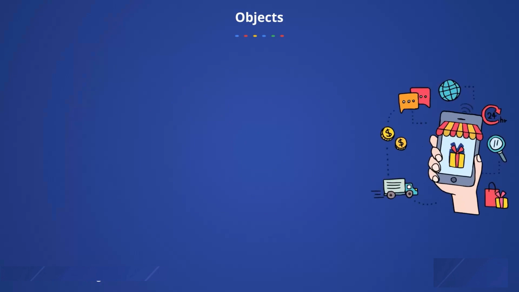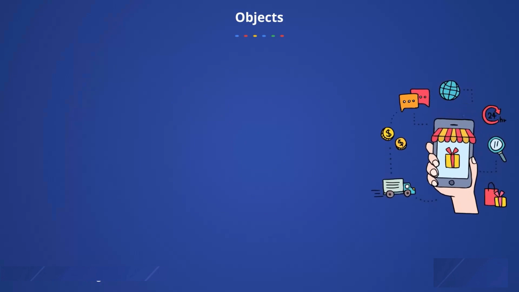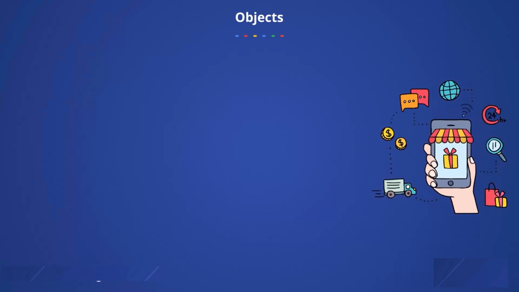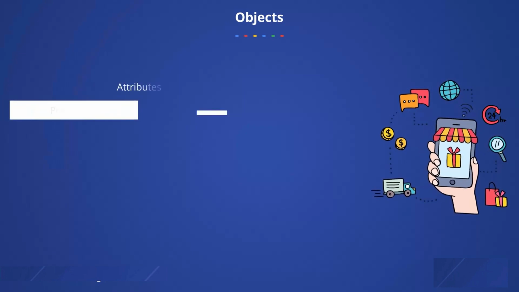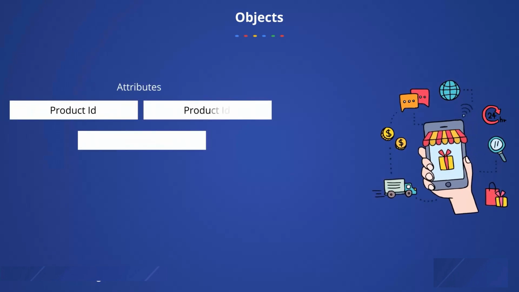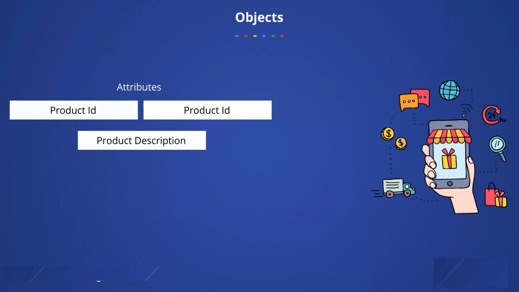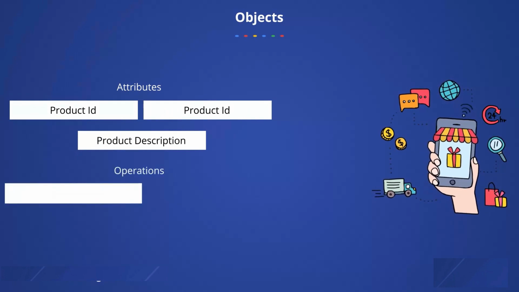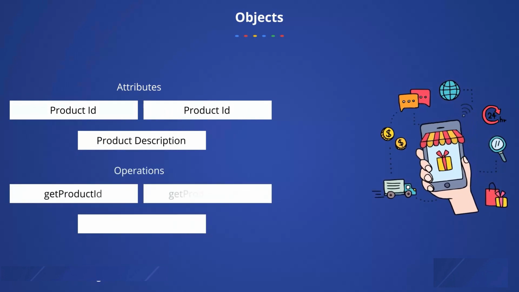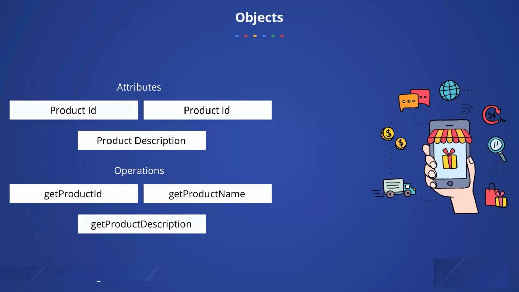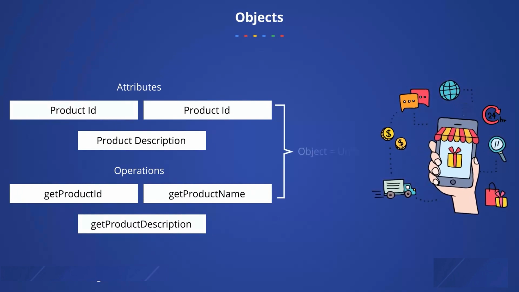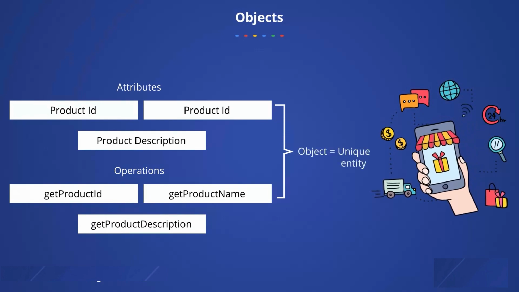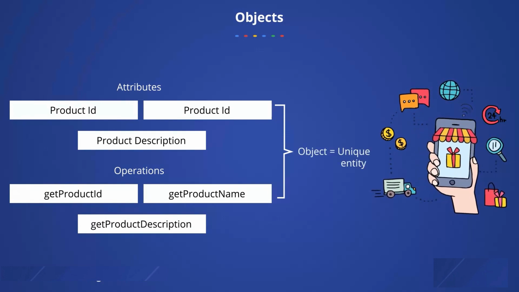If you take an e-commerce world, a product catalog, like I was mentioning earlier, a product ID, product name, product description, these are all the attributes or the data part of it. Whereas the operations possible on it, like get product ID, get product name, get product description, those are all the operations that can be possible on it. So these all together become an object, but actually an object simply represents a unique entity.